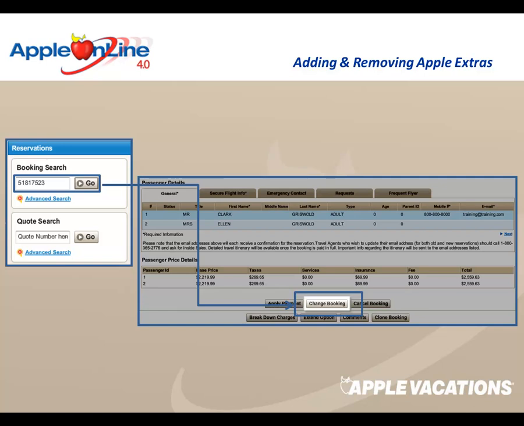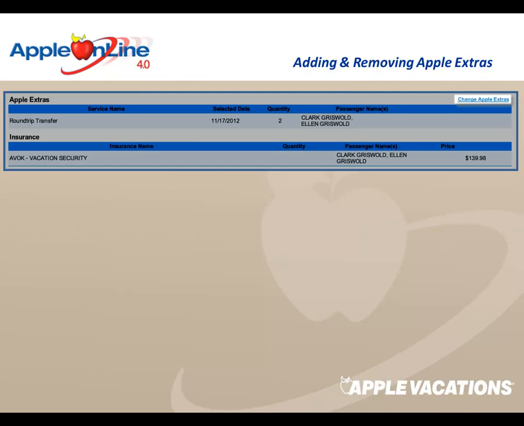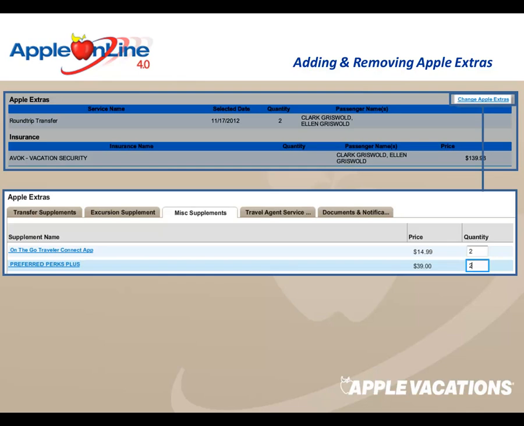We're going to scroll to the Apple Extras section and select, you guessed it, Change Apple Extras. You will immediately jump to the Apple Extras tab where you can add, remove, and revise supplements as you wish. Don't forget, you can click on the hyperlink for a detailed description as to what the supplement offers.